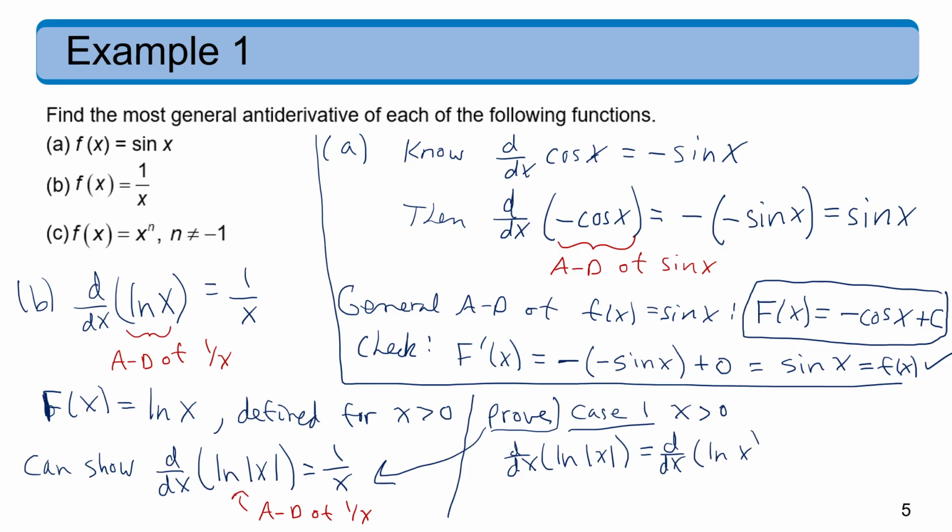And we've already seen that the derivative of natural log x is 1 over x. So that works for that case. Case 2 would be when x is negative. So let's again look at the derivative of natural log absolute value of x.